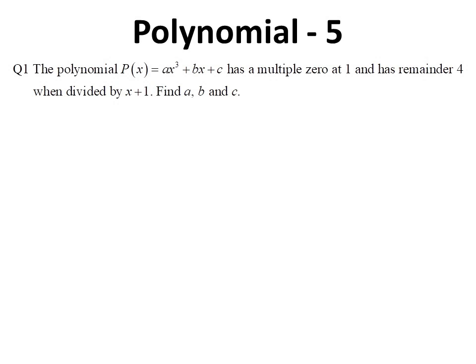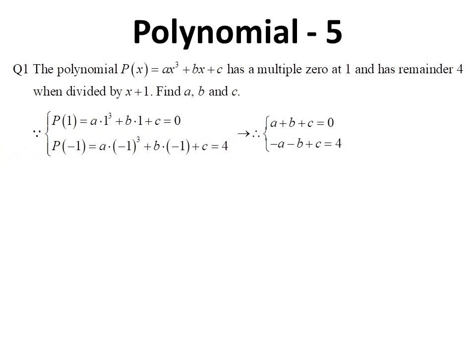The first example is a cubic polynomial function p(x), which equals ax cubed plus bx plus c. The question here is to find its coefficients a, b, and c, given that it has a multiple 0 at the value of x equals 1, and it has a remainder of 4 when divided by x plus 1.